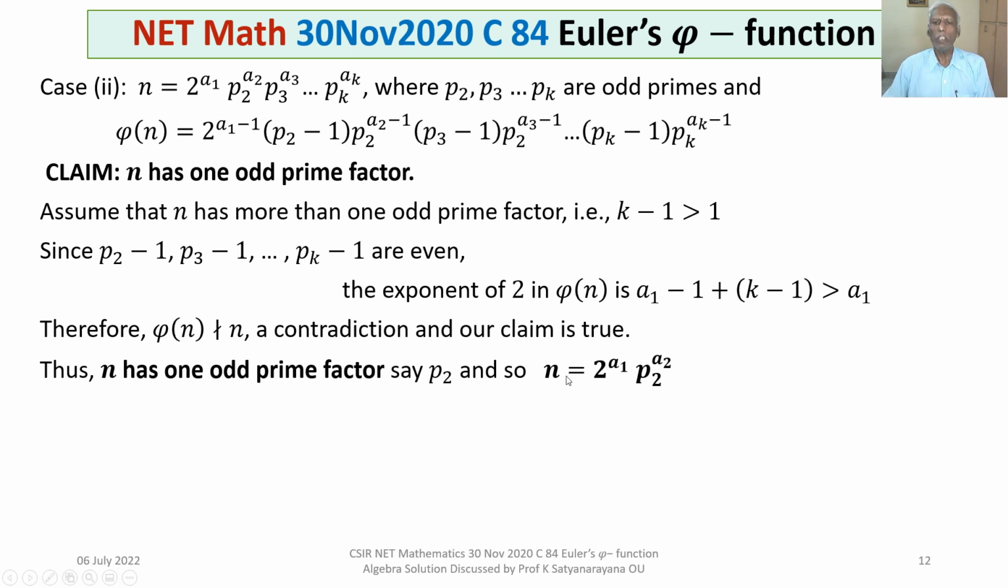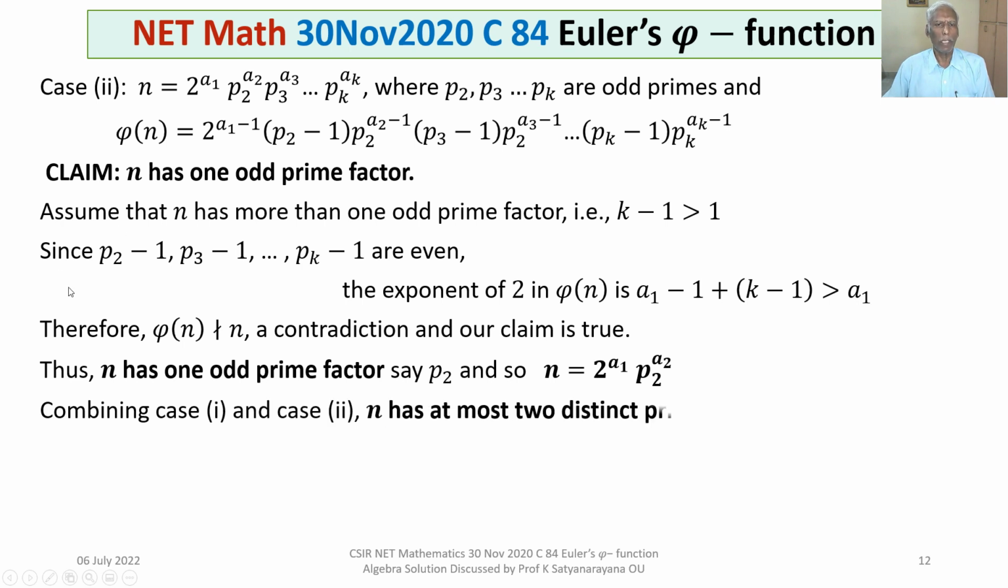So, n will be equal to 2 to the power of a1 into P2 to the power of a2 in this case. So, combining case 1 and case 2, n has at most two distinct prime divisors. What are they? 2 and P2. What P2 is, is the question that I will discuss after this.